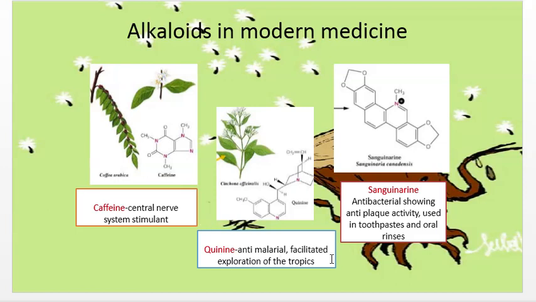Quinine is an anti-malarial compound, used in the exploration of the tropics. And sanguinarine is antibacterial, showing anti-plaque activity, used in toothpaste and oral rinses.